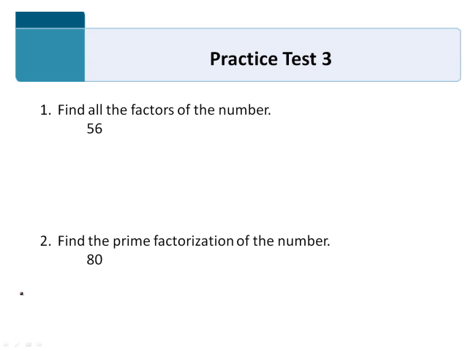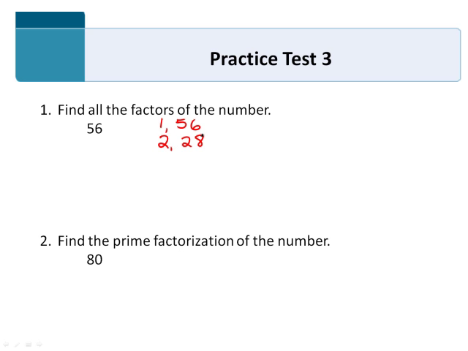So number 1, find all the factors of the number 56. This is the problem where you start with 1 and say, okay, 1 times what gives me 56? Times 56. And then you try 2 and you divide 56 by each number, working your way up. So 56 divided by 2 goes evenly 28 times. So you use your calculator.